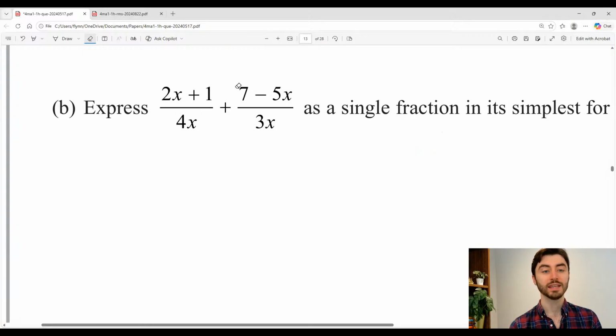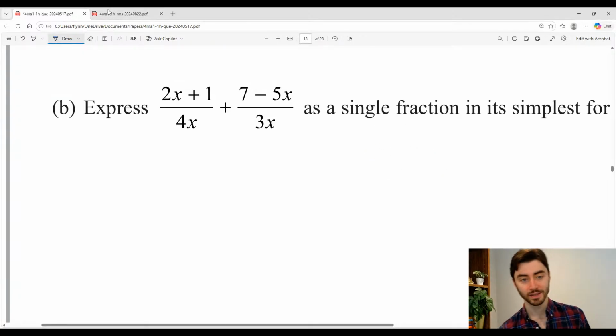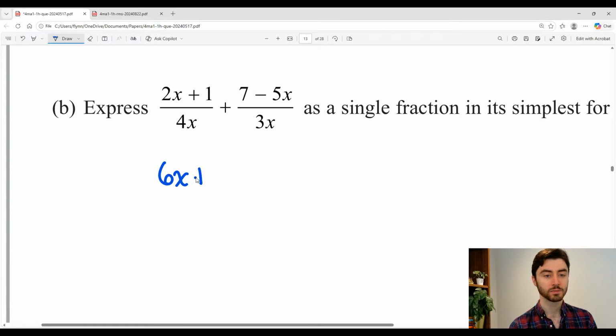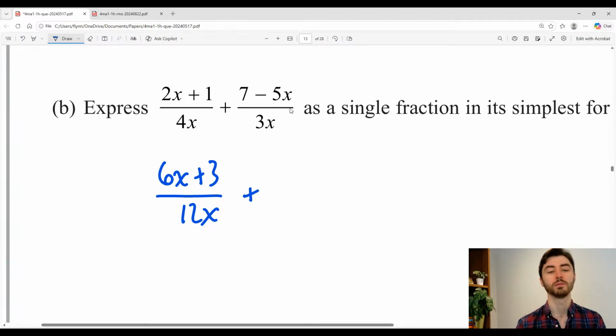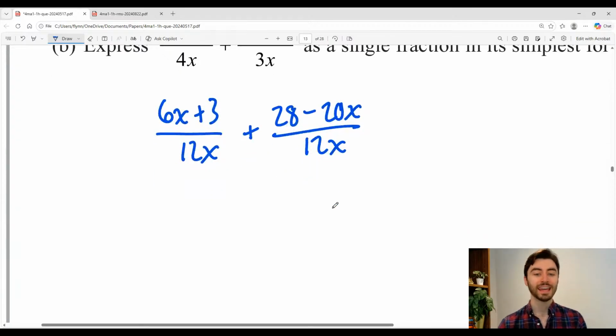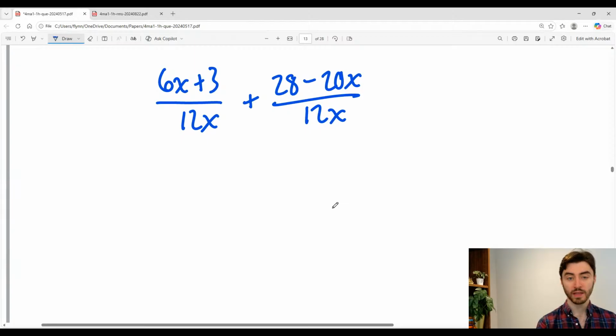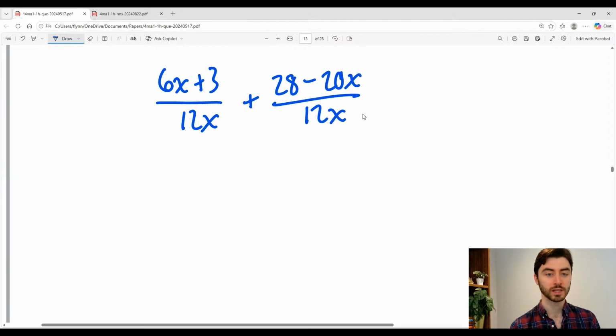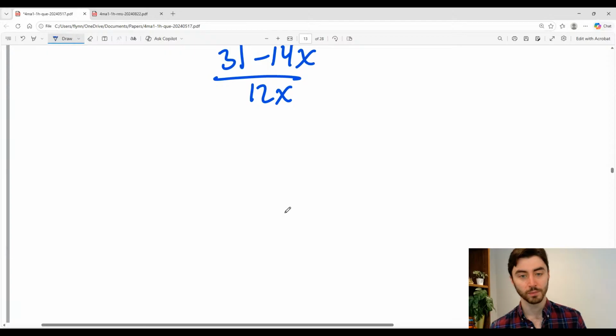So I can make my life easy by not multiplying by that second x. So I'm going to multiply everything here by 3 and make it 6x plus 3 over 12x. And the second one, I'm going to multiply by 4 to make it 28 minus 20x all over 12x. And then when I combine those, you combine the like terms and say the 3 plus the 28 is going to be 31. 6x minus 20x is minus 14x all over 12x. And that is it in simplest form.